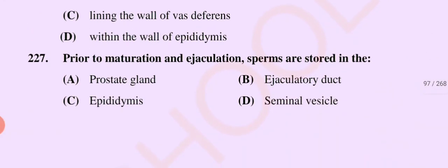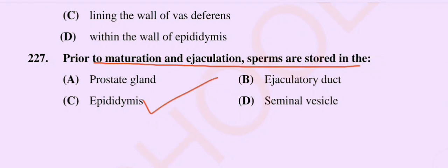Question number 227. Prior to maturation and ejaculation, sperms are stored in the, where are sperms stored after maturing and before ejaculation? Option A prostate gland, option B ejaculatory duct, option C epididymis, option D seminal vesicles. So the correct option is option C, epididymis. Sperms are stored in the epididymis before they are released.